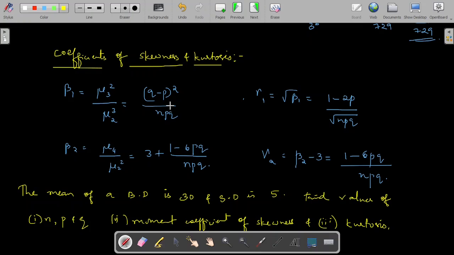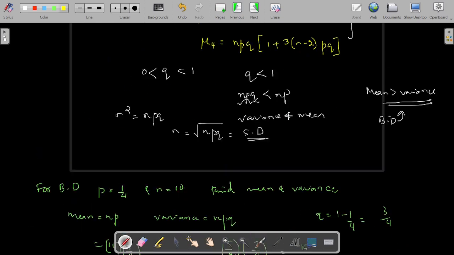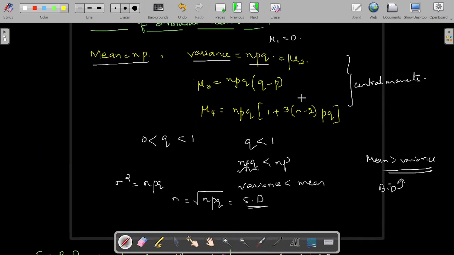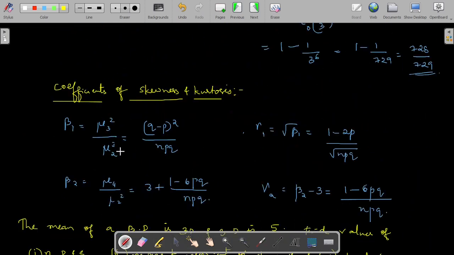So we know that beta 1 is given by mu 3 square by mu 2 cube. We are finding coefficients of skewness and kurtosis for binomial distribution. As per the formula, we got mu 3 and mu 2 values, so these values you have to substitute here. After substituting, this is mu 3 square by mu 2 whole cube, so you will get (q minus p) whole square by npq. This is beta 1. Beta 2 is mu 4 by mu 2 square.